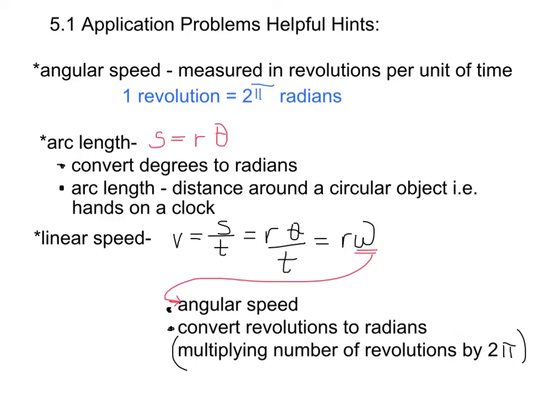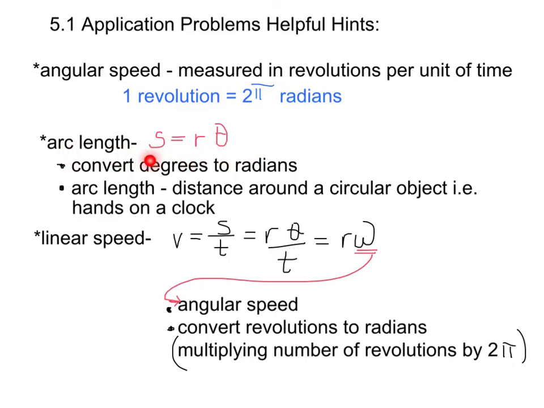Make sure if you see angular speed, let me see if I can use this laser. Okay, this is your angular speed. This is always measured in revolutions per unit of time. So angular speed is in revolutions. And just remember that 1 revolution is 2 pi radians.